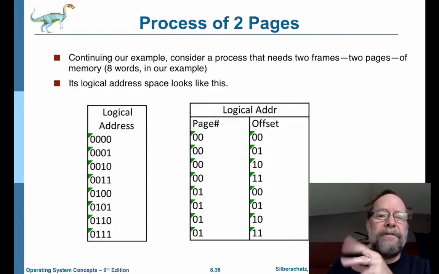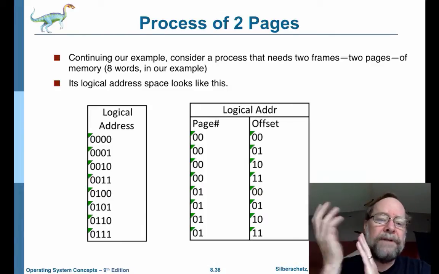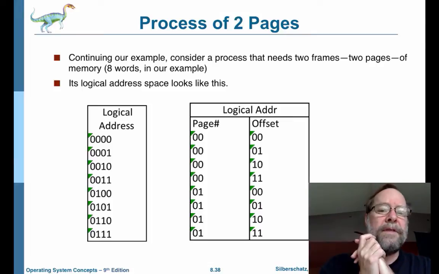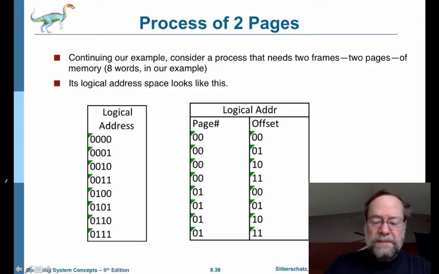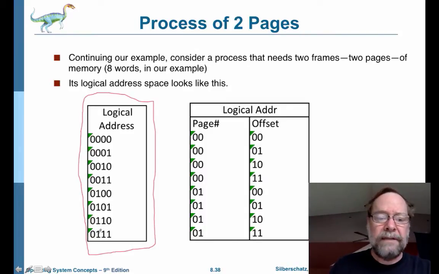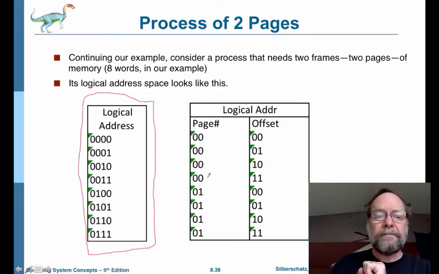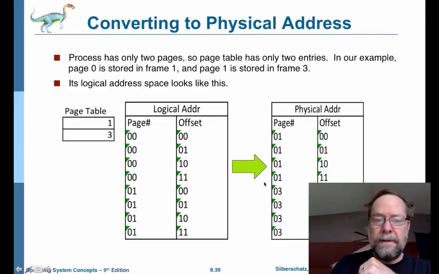So from the point of view of a process, let's consider a very simple process that needs only 8 words. That is, it needs 2 frames, or in our case, 2 pages worth of memory. From the process's point of view, its logical address space looks like a continuous sequence of numbers from 0 through 7. We have 8 words that we're trying to access. If we split the addresses into 2 parts just like we had before, the 2 higher order bits will become the page number, and the 2 lower order bits will become an offset within that page.